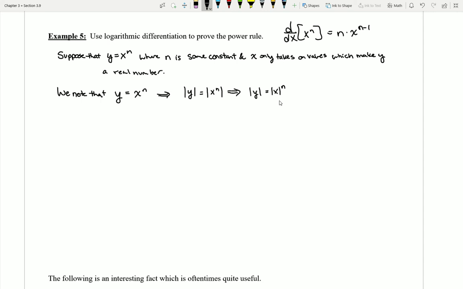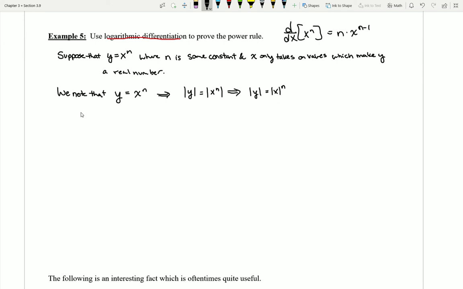Now, the reason that I'm going to do this is because I'm going to be trying to use logarithmic differentiation. And that's going to require that I take logarithms of both sides of my equation. But I can't take logarithms of both sides of the equation unless I can guarantee that those inputs are going to actually end up being non-negative values. Okay?